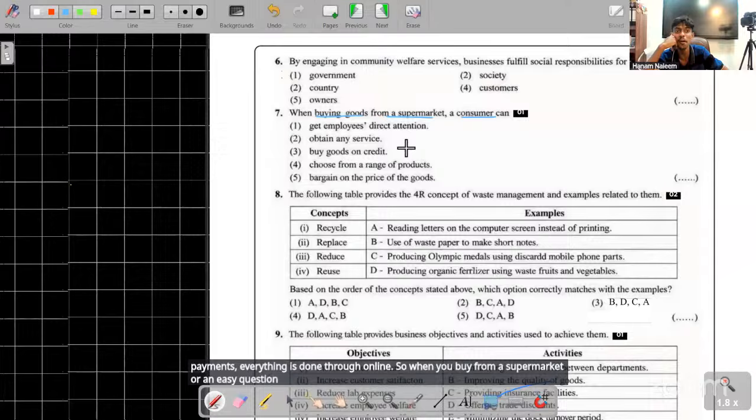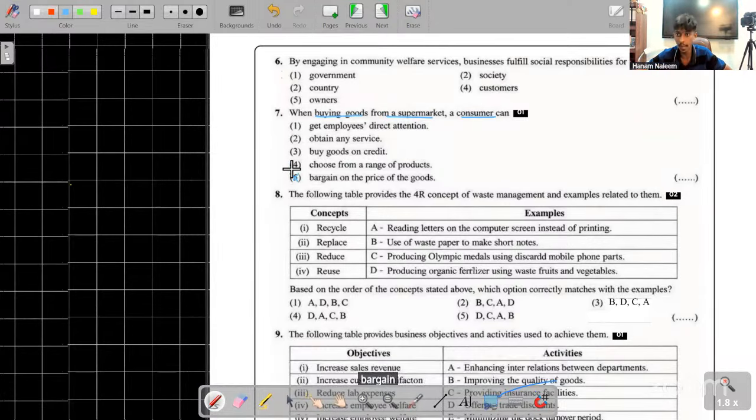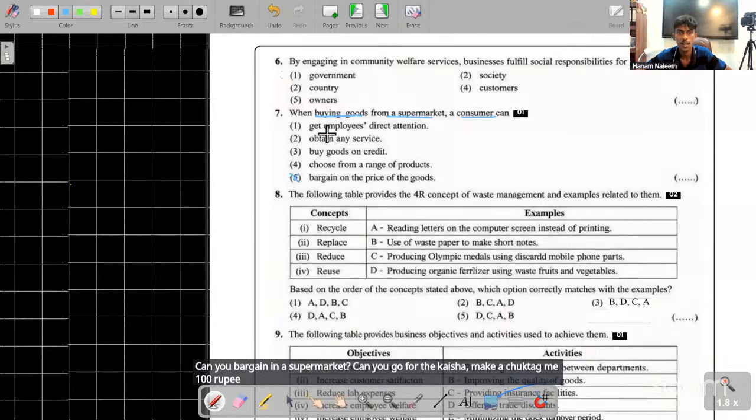When you are sending the wrong answers. Bargain. Can you bargain in a supermarket? Can you go over the cash? Can you say 100 rupees and then? No, you can't. In a supermarket, the most important thing is you can choose a variety of products because you can see varieties in supermarkets, right? The fourth one is the answer, because in a supermarket you can buy on credit.